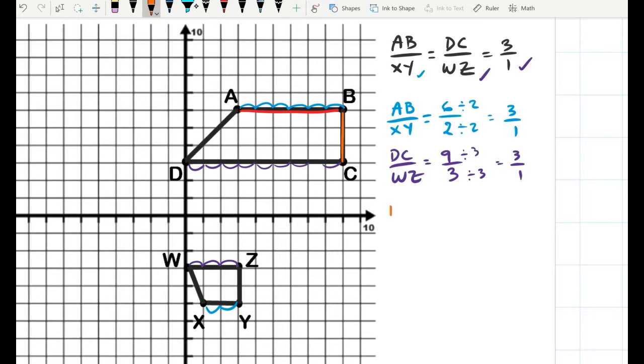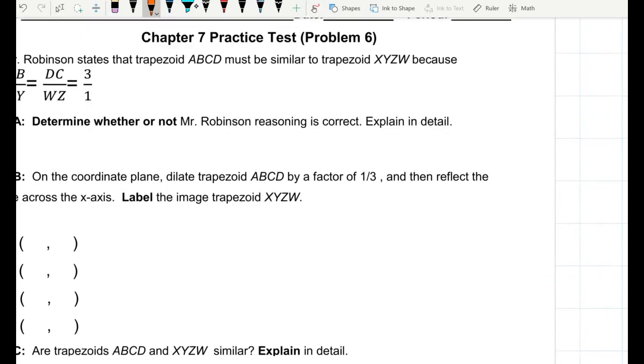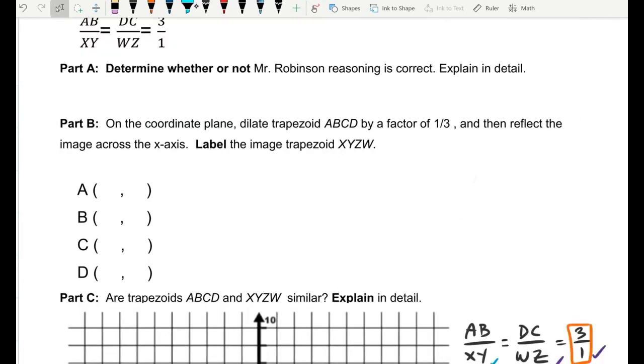We're going to check BC. Corresponding to BC is ZY. BC is 1, 2, 3 boxes, and ZY is 2 boxes. So obviously that's 3 over 2, which we cannot reduce, and 3 over 2 doesn't match 3 over 1. So it tells us that not all sides follow the same scale factor, which means Mr. Robinson is wrong in his answer that the 2 trapezoids are similar.